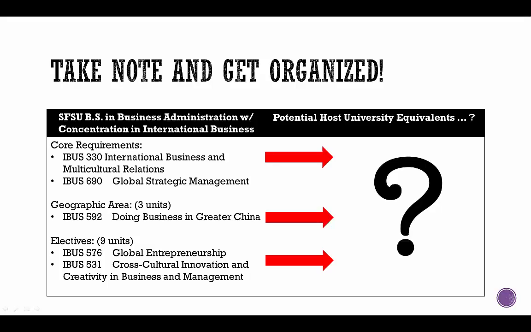When thinking about maintaining degree progress, it is helpful to put together a cheat sheet listing your remaining degree requirements at SFSU. This way you can keep better track of what courses you still need to take, as well as take note of the potential course equivalents at your host university. This will also help you to make more informed decisions about the courses you should take while abroad.